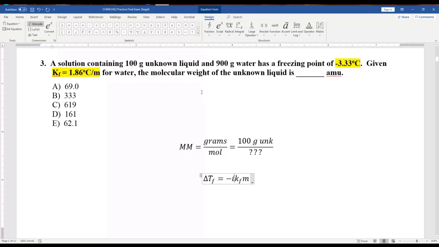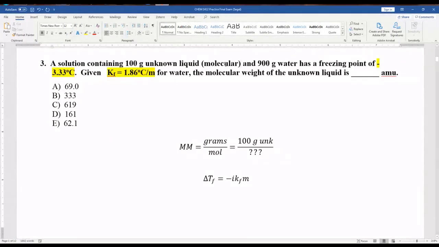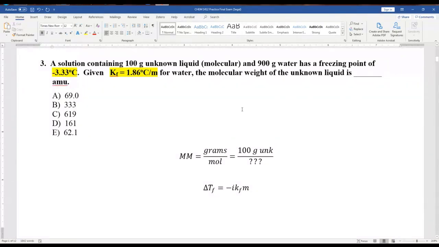In this case, it's an unknown liquid. Typically, ionic compounds are not liquids, so we can assume that this is probably molecular. Plus, we're not given the formula, and when we're not given the formula of something, we kind of have to just assume that this is not going to be ionic. Furthermore, it tells you that this is the molecular weight of the compound, and obviously, ionic compounds don't have molecules.